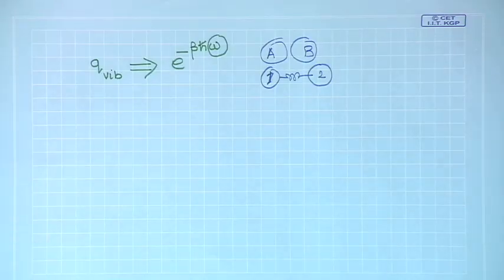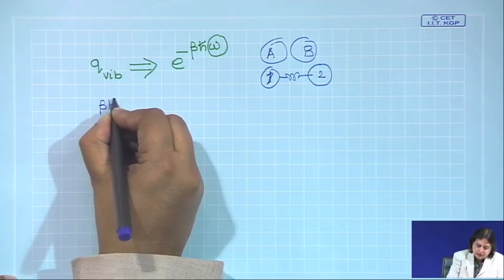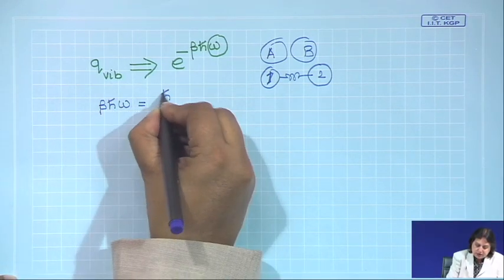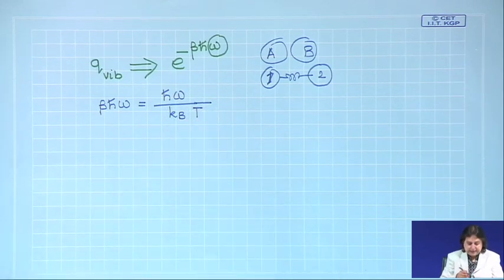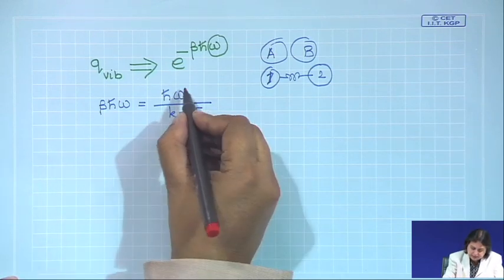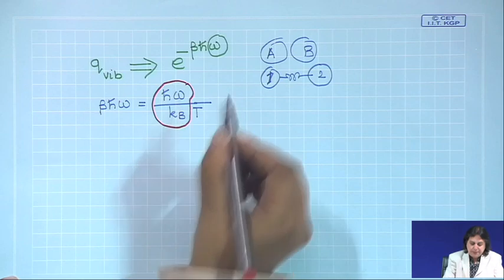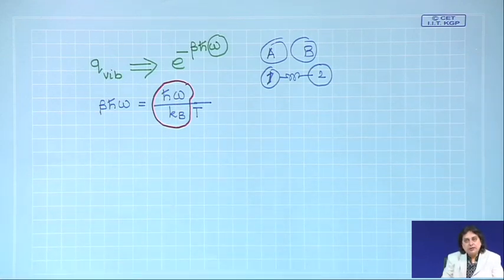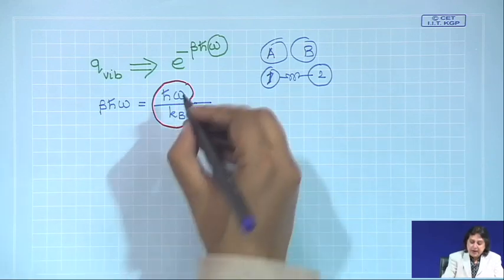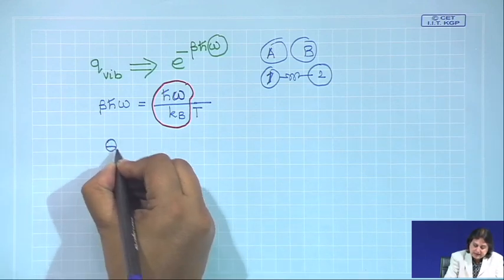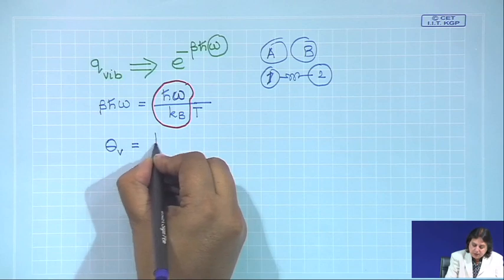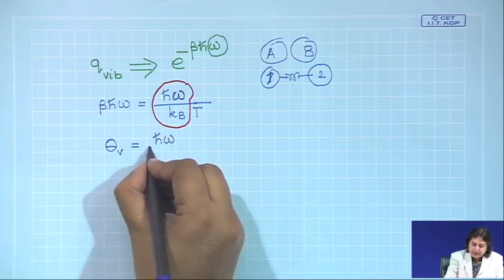So, now let us have a look and write it out in a slightly different way. I am writing out beta h cross omega as h cross omega by kB T, and I understand that this part, h cross omega by kB, is going to be a constant for a given system, because h cross is a universal constant, kB is a universal constant, and the system-dependent property omega is here. So, let me define this quantity h cross omega by kB as theta v.